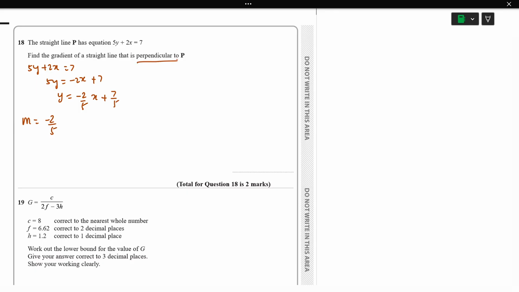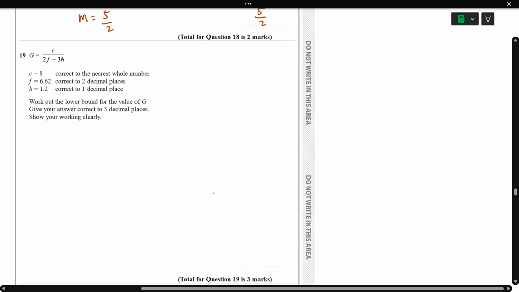Now our question is perpendicular to P. Perpendicular to P, that gradient is going to be the negative reciprocal, which is going to be negative of 5 by 2, which is 5 over 2. So the gradient is 5 by 2, that is the answer.